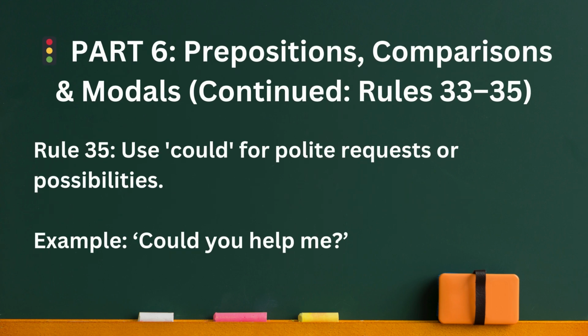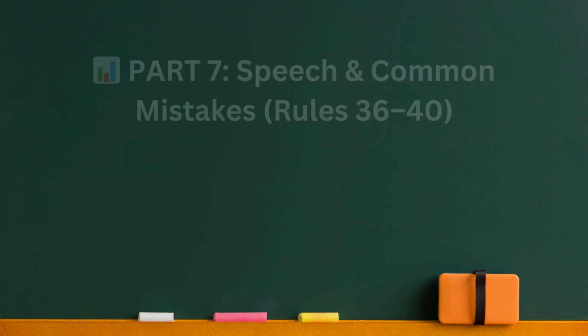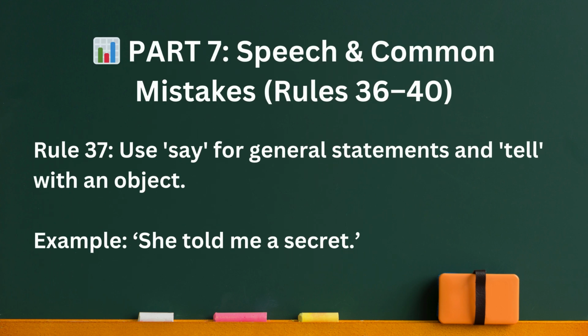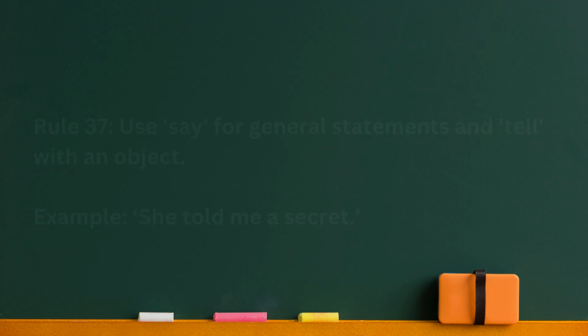Rule 35: Use could for polite requests or possibilities. Example: Could you help me? Rule 36: In reported speech, change the tense back. Example: She said she was tired. Rule 37: Use say for general statements and tell with an object. Example: She told me a secret.